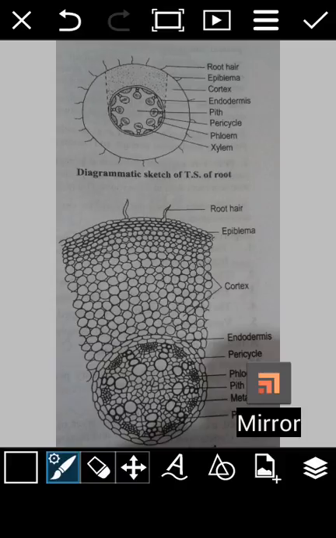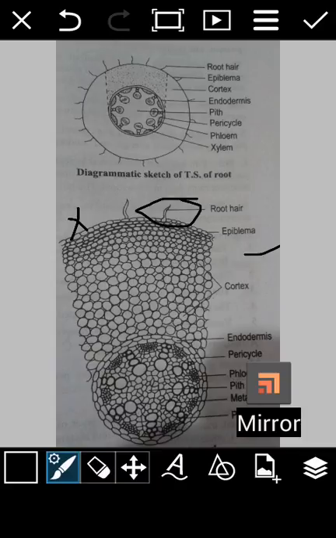Anatomy of monocot root. A typical monocot root consists of the following parts. Number 1. Epiblema. Epiblema is the outermost layer and also known as rhizodermis, since it gives rise to root hairs. It is made up of single-layered, thin-walled cells, and there is absence of intercellular spaces. They are devoid of cuticle.